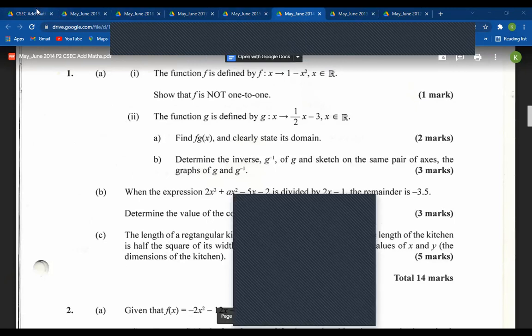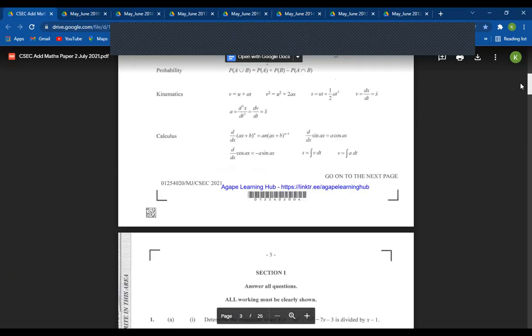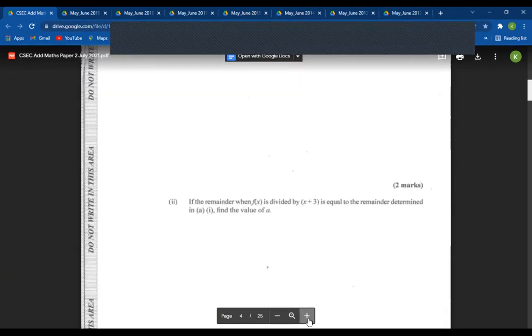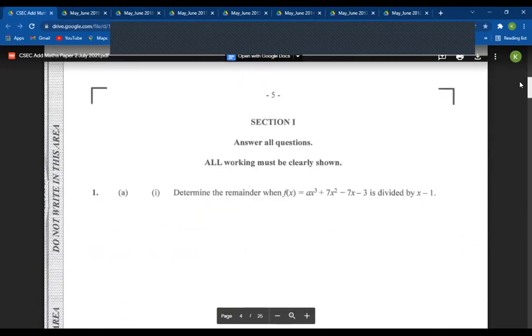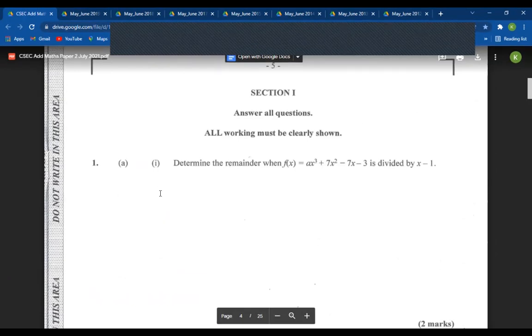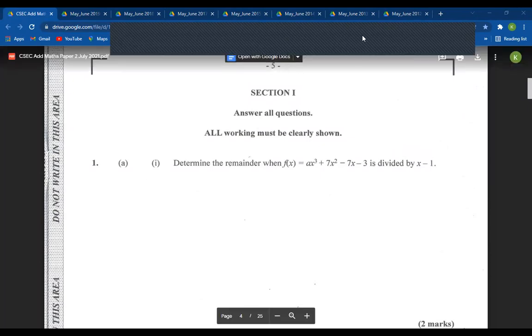Let me do 2021 first, and then we'll go to the 2014. So 2021, paper number 1A, part 1. They gave you this function, f of x is equal to x cubed plus 7x squared minus 7x minus 3, and then they said it's divided by x minus 1. What do they want you to do? They want you to find the remainder.